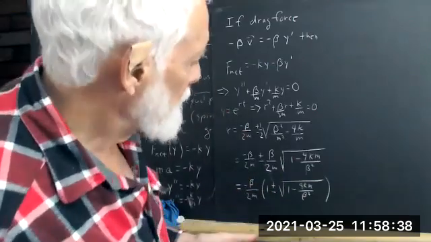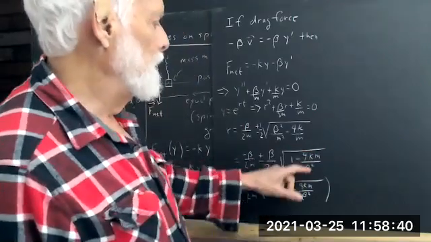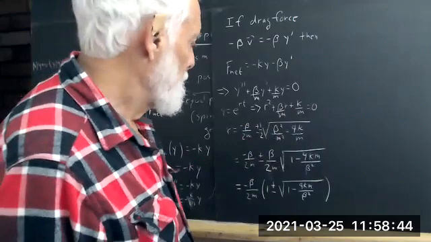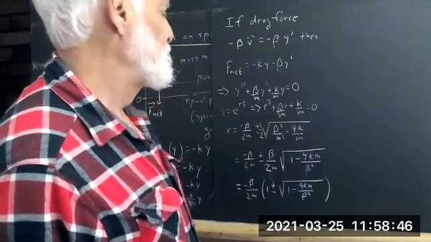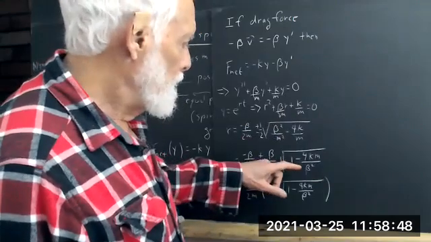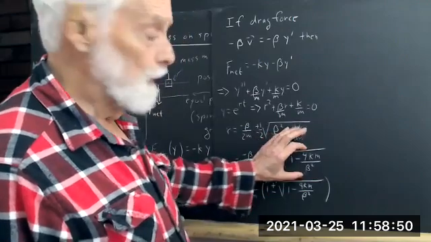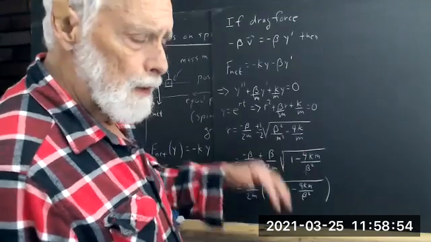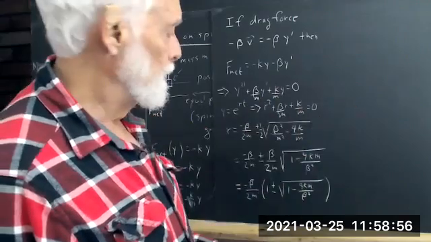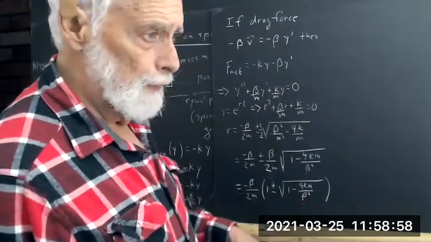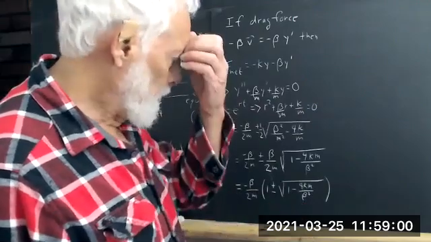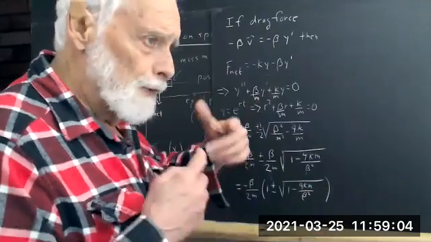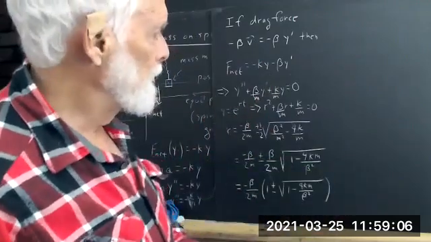Now, if k is big or beta is small, then this term is going to be bigger than 1, and we're going to get 2 complex valued solutions. And the two complex valued solutions are going to give us oscillatory behavior, but there's also going to be an exponential attenuation.